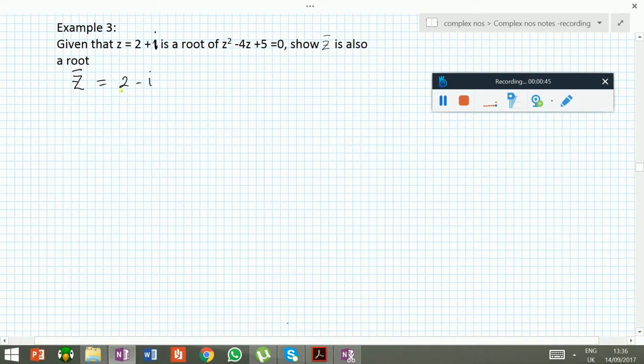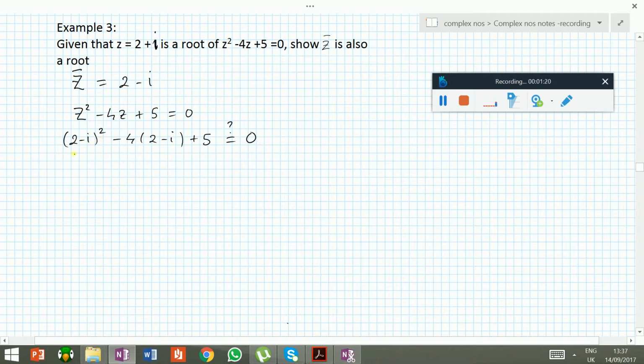Now, what we can do here is use the factor theorem. In other words, if we sub this root into the equation, it should turn out to be true. In other words, it should turn out to be 0. So everywhere we see a z, we're going to put 2 minus i in the equation. So we just write the equation, z squared minus 4z plus 5 equals 0. Now, z, we're putting in 2 minus i, and we've got to square it, minus 4 times 2 minus i, plus 5. Now, we're going to figure out, does that equal 0? And if it does, then yes, that's a root.